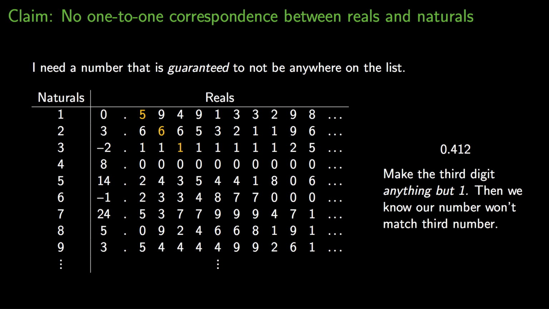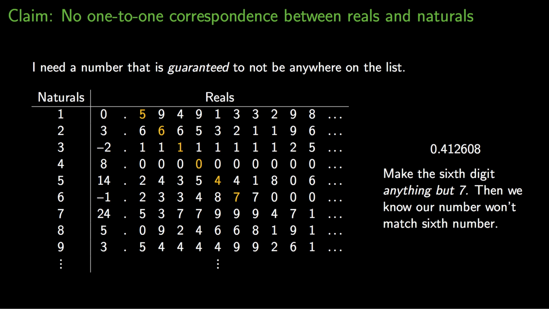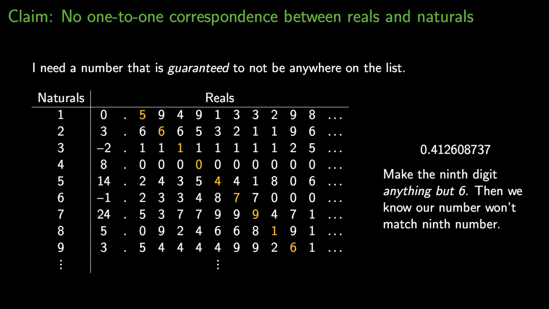And we keep going down the list. I see a 0, pick anything but 0. You see a 4, pick anything but 4. You see a 7, pick anything but 7. Anything but 9, anything but 1, anything but 6. Using this process, I've crafted a number that cannot possibly be equal to any of these 9 numbers.